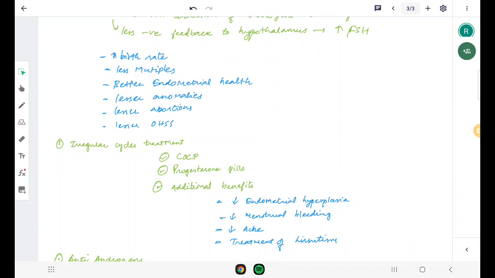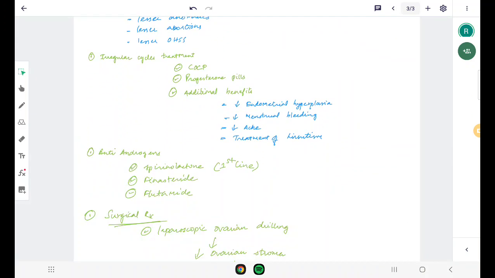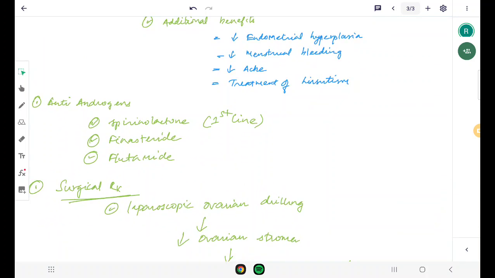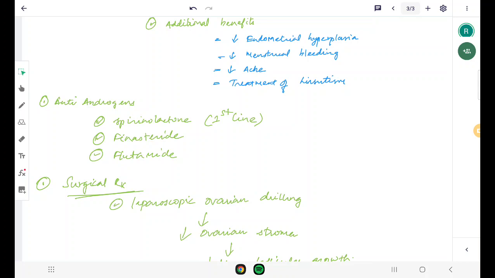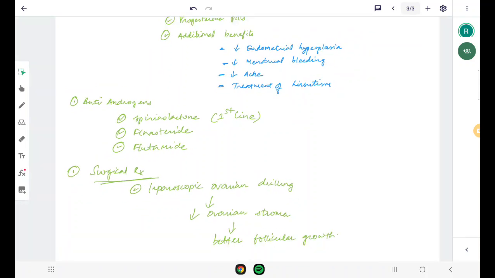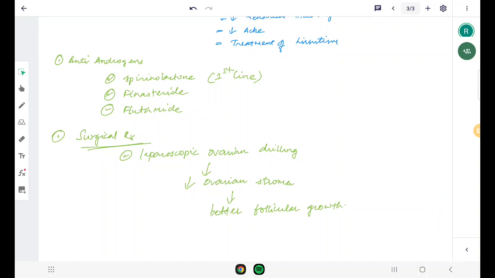So coming to the treatment of irregular cycles, we can provide the patient with combined oral contraceptive pills and progesterone pills. The oral contraceptive pills have additional benefits such as decreasing endometrial hyperplasia, decreasing menstrual bleeding, decreasing acne, and they are also used in the treatment of hirsutism. Usually the oral contraceptive pills are suggested for patients who wouldn't like to get pregnant, right? And you can also treat patients with anti-androgens such as spironolactone, which is the first line drug given for hyperandrogenism.